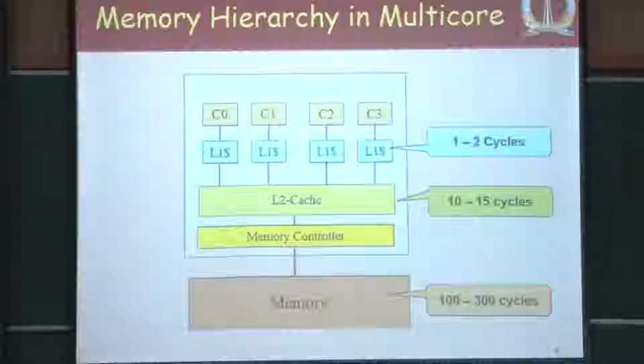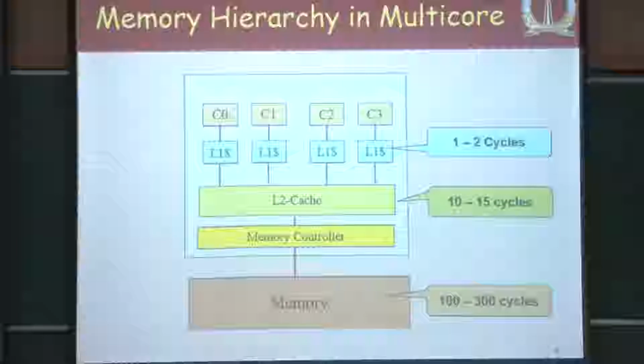But if you miss in all of these caches, then of course, you have to go to main memory, and main memory today is in the order of few hundred cycles, depending on what your processor clock rate is and things like that. It is going to be in the order of few hundred cycles, right.